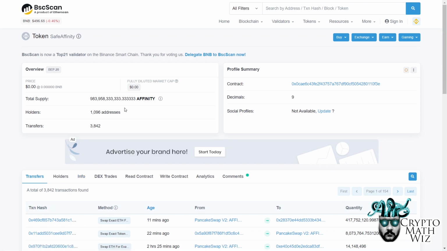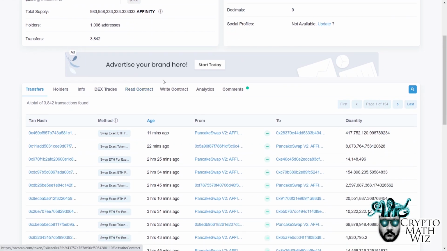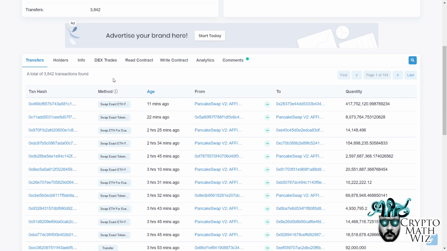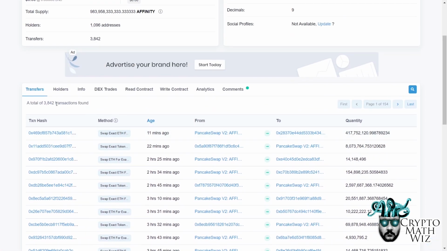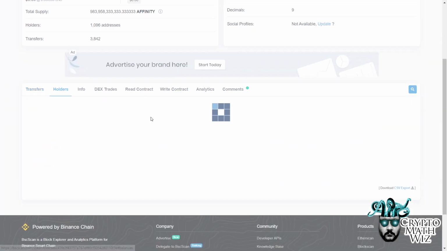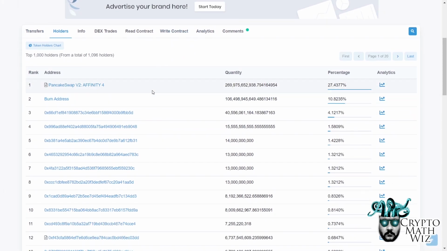The last thing I want to walk you through in this video, looking at holders, meaning what are the significant holders who have a lot of the tokens. So by default, we have this transfers tab open, meaning these are the latest transactions that have occurred with this token. Whereas if we go to holders, these are the people who have it.